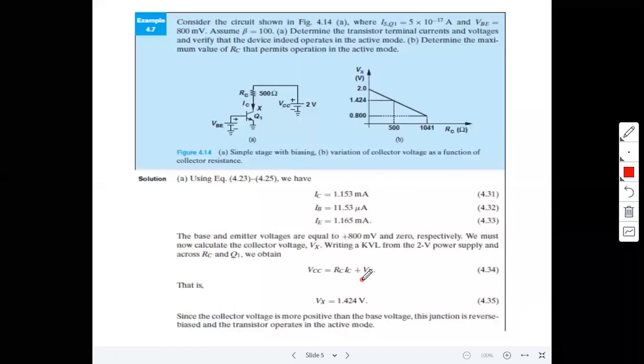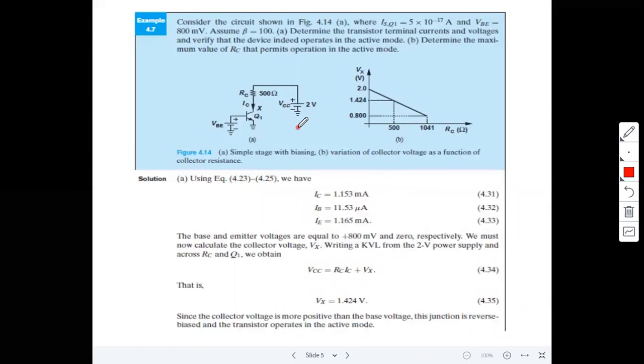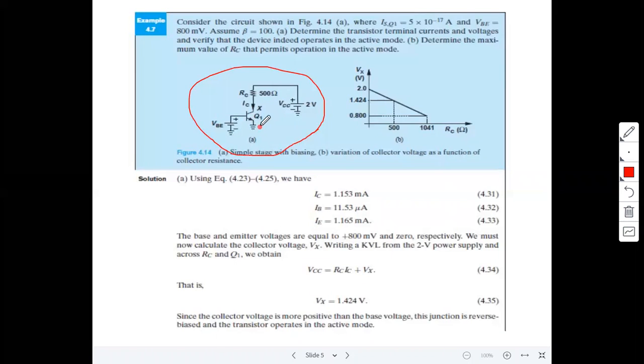Now coming to a problem here. Consider the circuit shown in the figure. This is the CE configuration circuit. How can we say that it is a CE configuration circuit? Observe here, the emitter terminal is directly connected to the ground, and there is a collector resistance RC of 500 ohms.